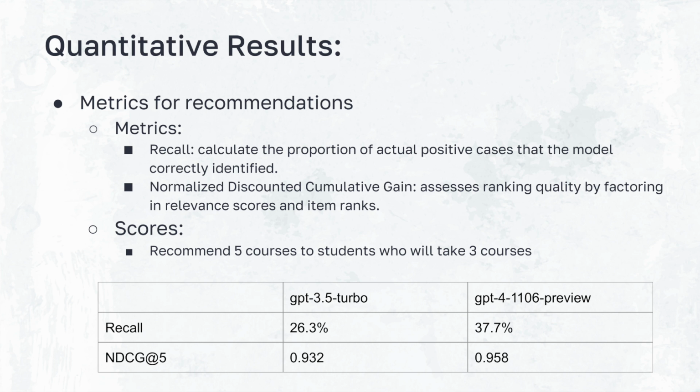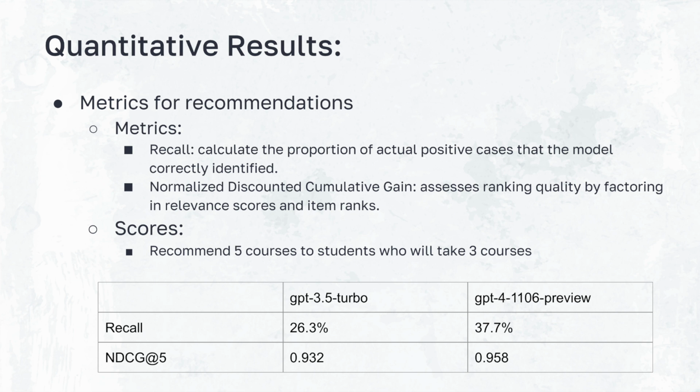And here are two metrics for the recommendation task. The first one is recall, which measures model success in predicting the student course choices. And the normalized discounted cumulative gain assesses the ranking quality. In our test, we generate and rank 5 courses for students who will take 3. And our model successfully predicted 37% of courses taken by students. That is on average 1 course per student.